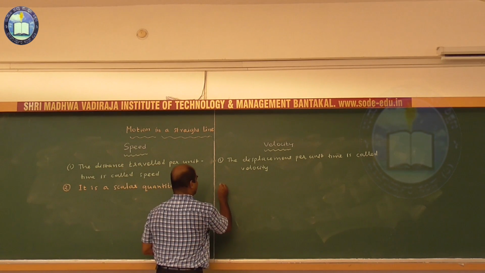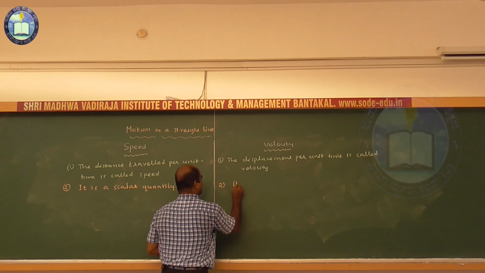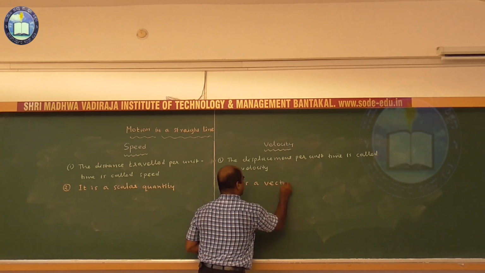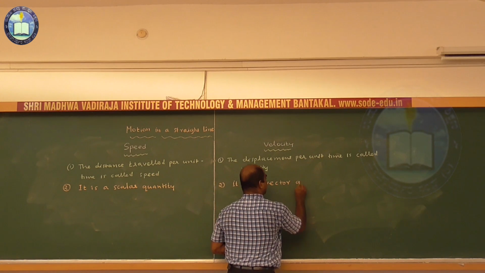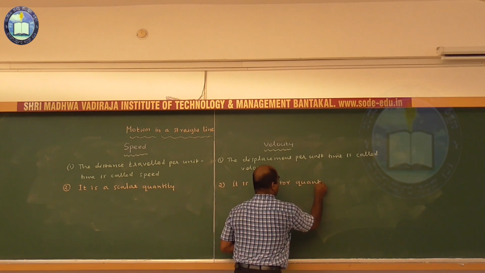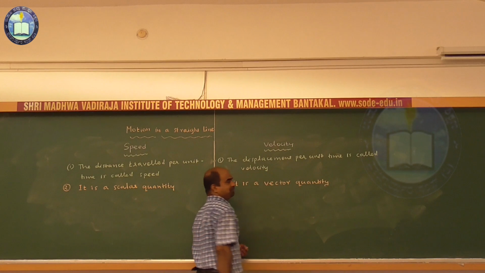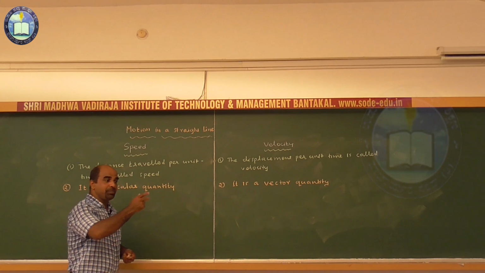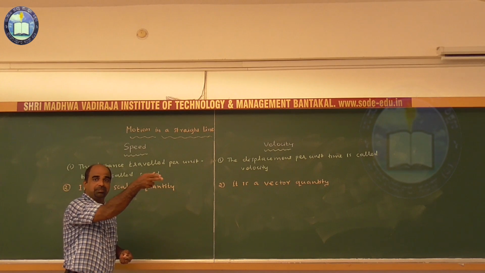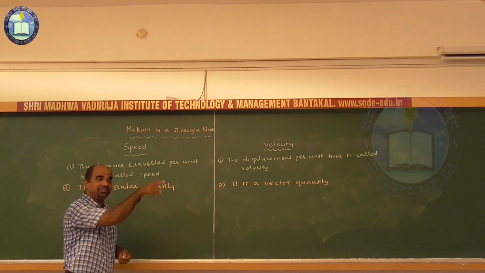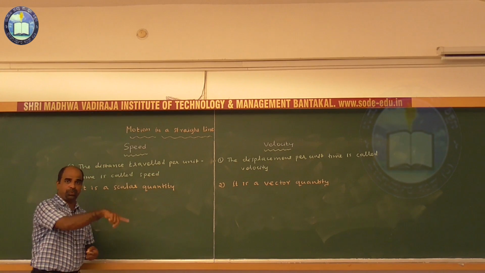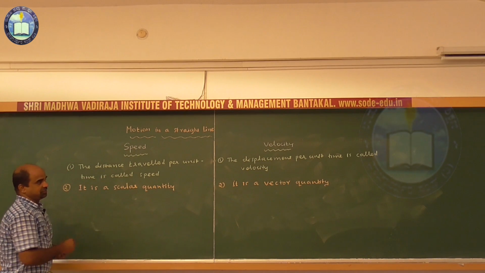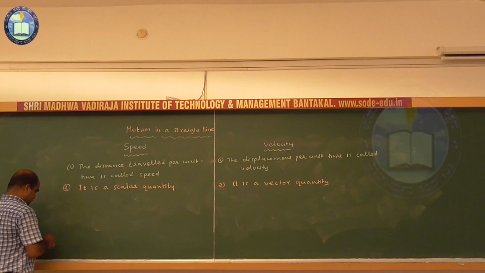But what about this one? It is a vector quantity. It is a vector physical quantity. It has both magnitude and direction. It has magnitude, how quickly the body moves, and in what direction it moves. This is the measure of velocity. Got it? Third point.